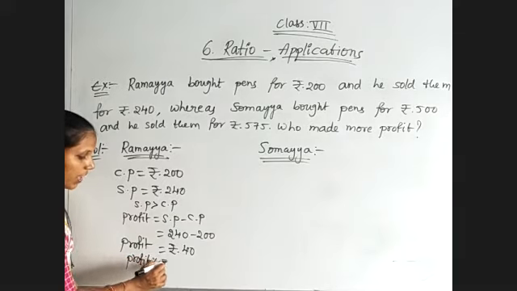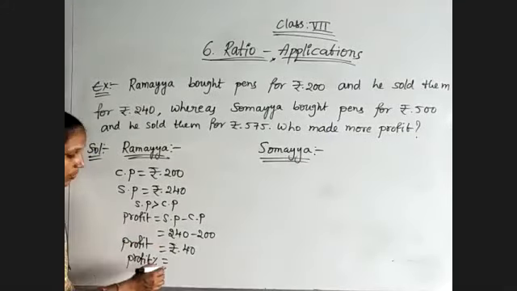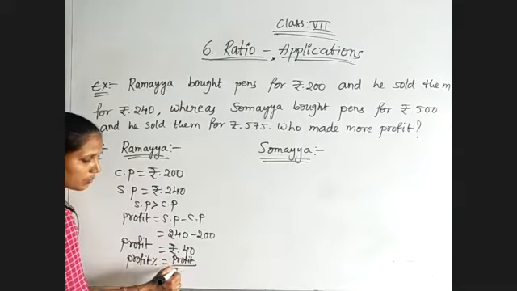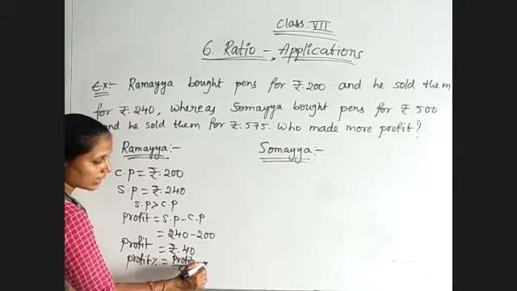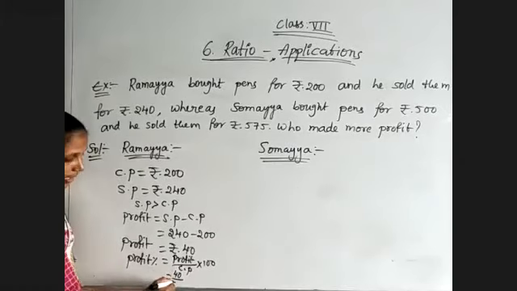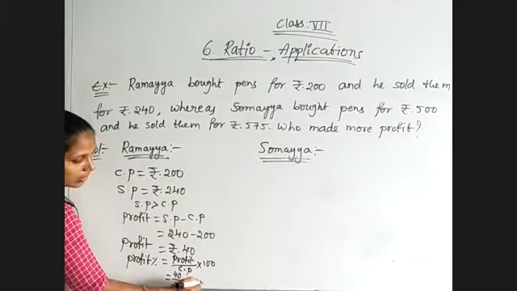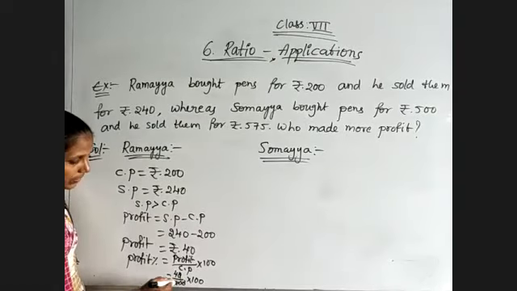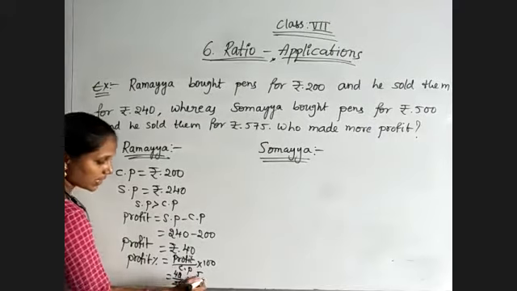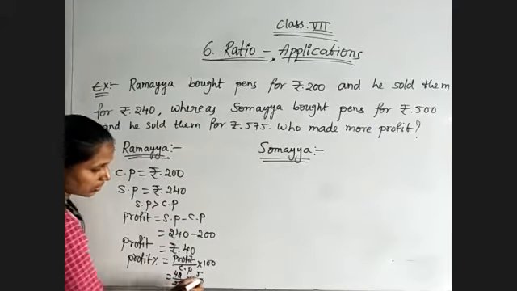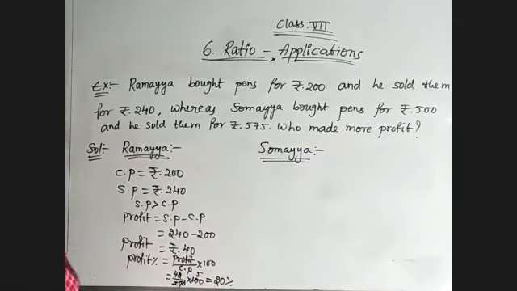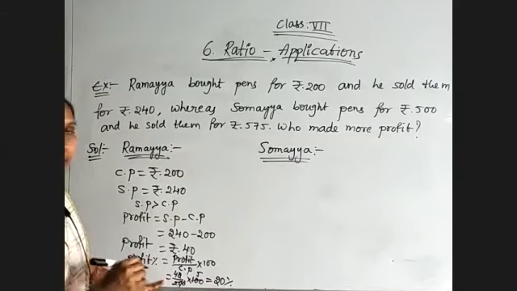Profit percentage formula we have is profit by CP into 100. Here we must use the formula profit by CP into 100. Profit we got is 40 rupees and CP of Ramaya is 200, into 100. The zeros get cancelled. 2 ones are 2, 2 fives are 10, 20. Okay, he is getting 20% profit.